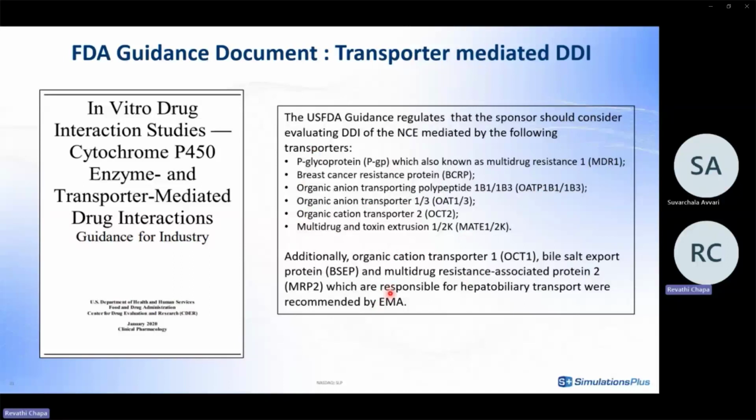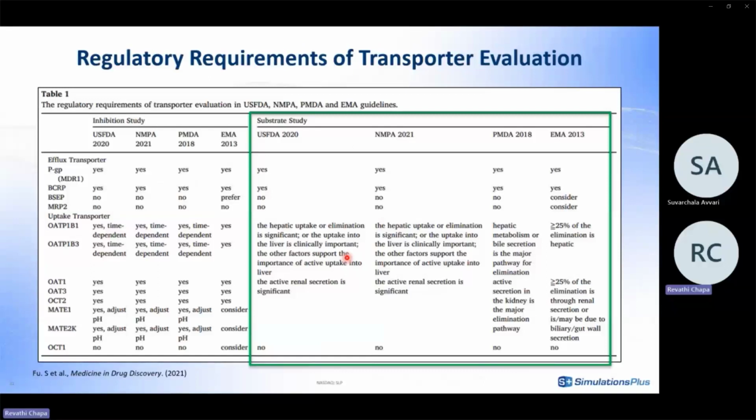respect to EMA, which involves the screening for organic cation transporter 1, OCT1, bile salt export protein, which is BSEP, and MRP2, which are involved in the hepatobiliary transport. Okay, then so here are the regulatory requirements of transporter evaluation.